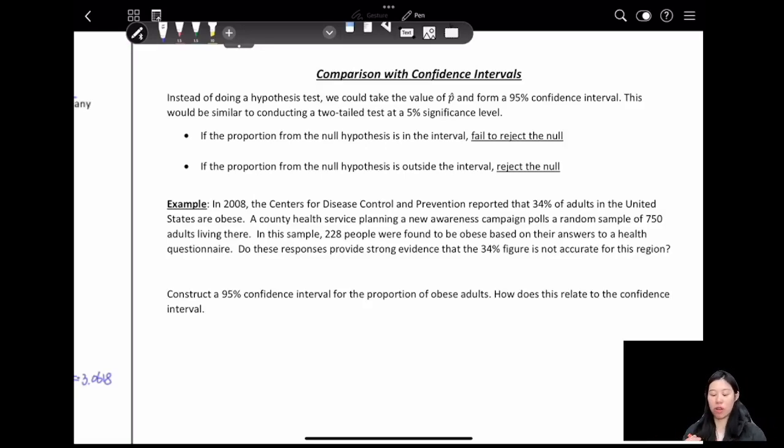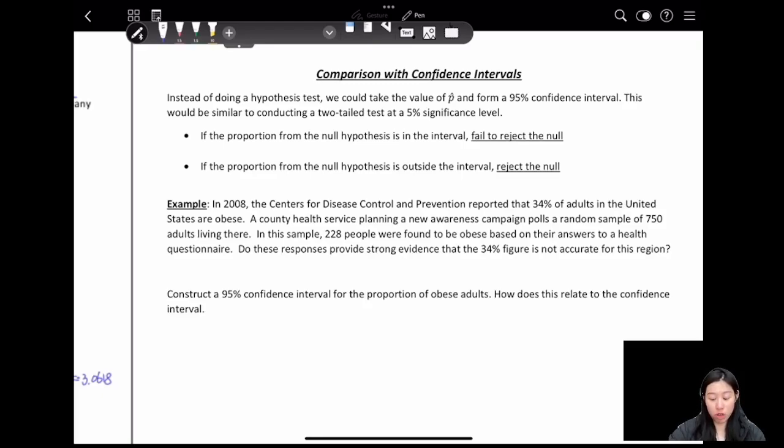Hi, in this chapter we'll talk about the comparison with a confidence interval. So instead of doing a hypothesis test, we could take the value of p hat and form a 95% confidence interval. This would be similar to conducting a two-tailed test at 5% significance level. If the proportion from the null hypothesis is in the interval, we fail to reject the null hypothesis.